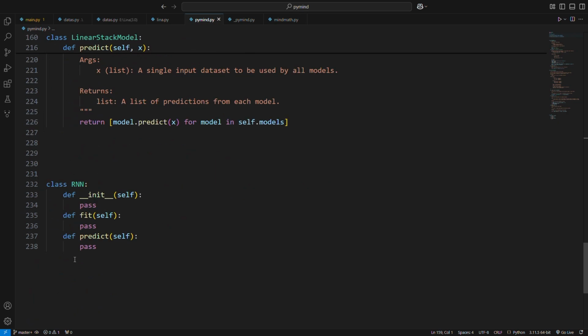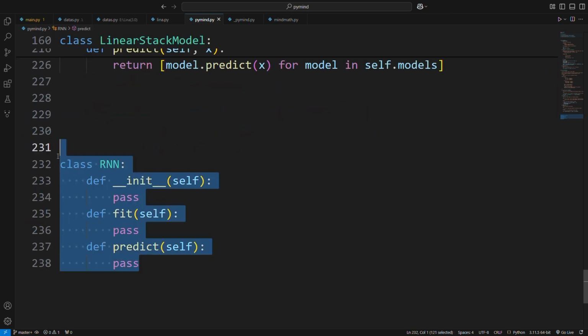So yeah, soon I will be trying to make an RNN. I know it's way too difficult for me to make. I'll try and provide a video.